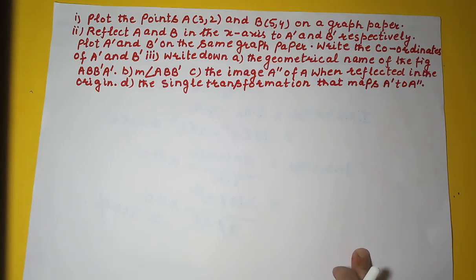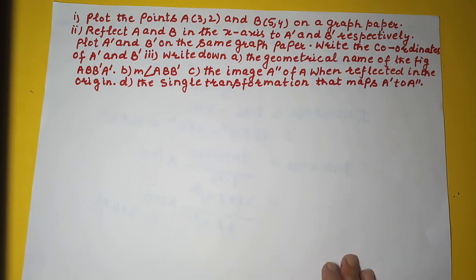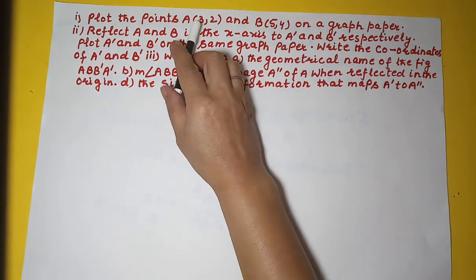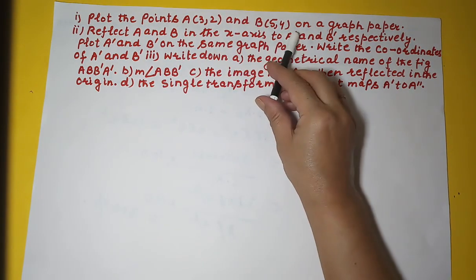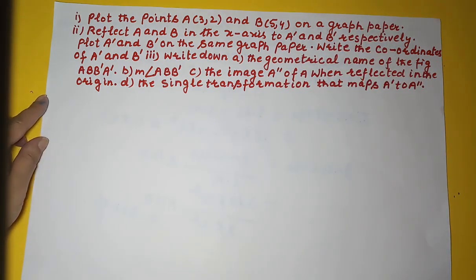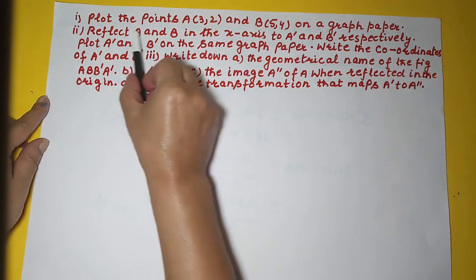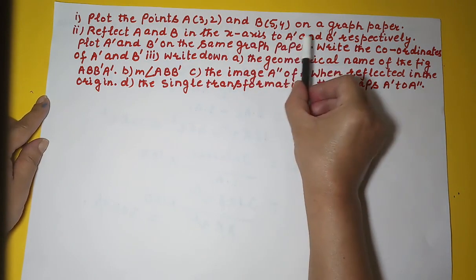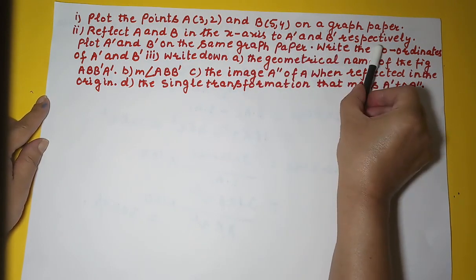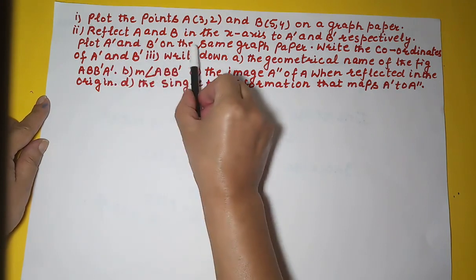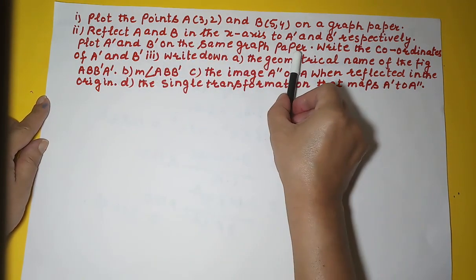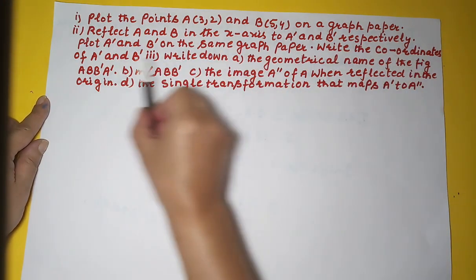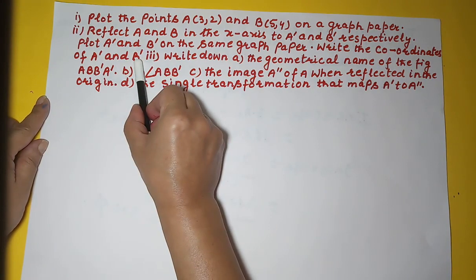We are going to continue with the reflection. The question is, plot the points A(3, 2) and B(5, 4) on a graph paper, and then reflect A and B in the x-axis to A dash and B dash respectively. Plot A dash and B dash on the same graph paper. Write the coordinates of A dash and B dash.